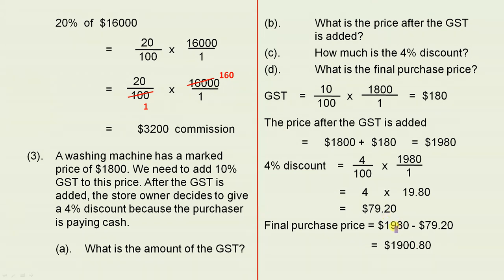So the final purchase price is $1,980 minus $79.20, and that gives you $1,900.80. So this video has given us just a few examples where we can calculate the GST and the commission.